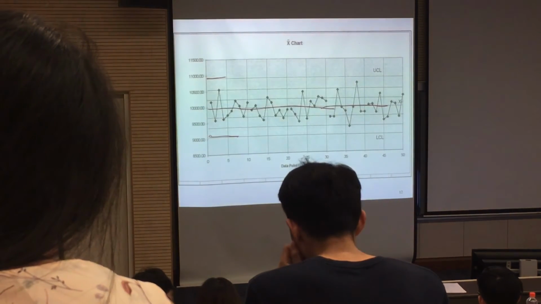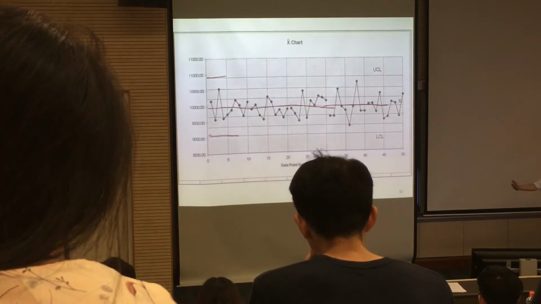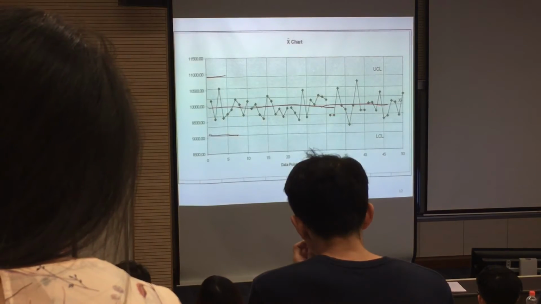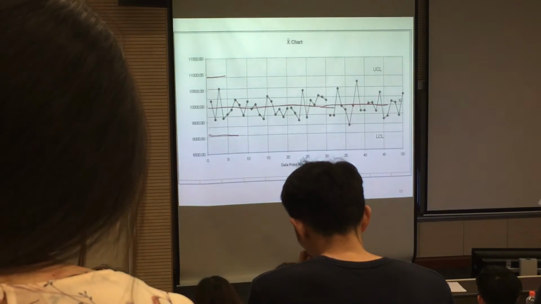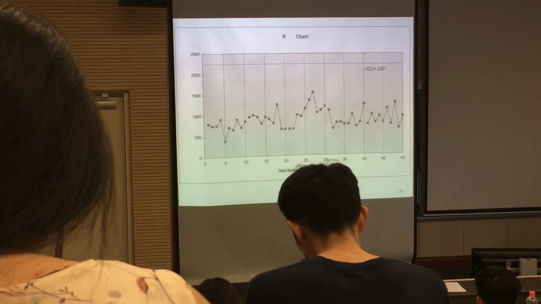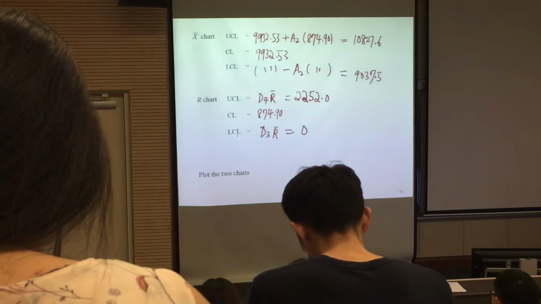Okay, upper control limit. So is it in control? Looks like in control, right? And then the 50 points you plotted here. Okay? And for the R chart, can you plot the center line? 2251 is given there, the upper control limit. Right, 2251. 51 or 52 doesn't matter.